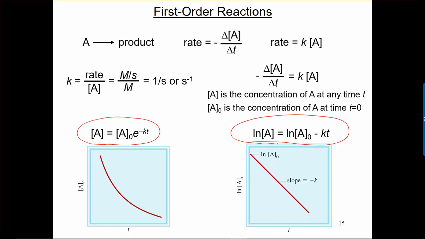And this is actually a more useful equation. This is the one that we would use instead of this. The natural log of the initial concentration of A minus KT, the rate constant times the time, will tell me the concentration of A, the natural log of A at any time point. So you would be able to solve for A here using that information.